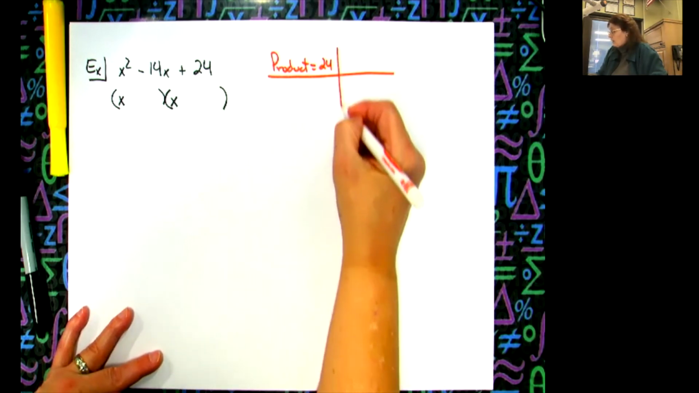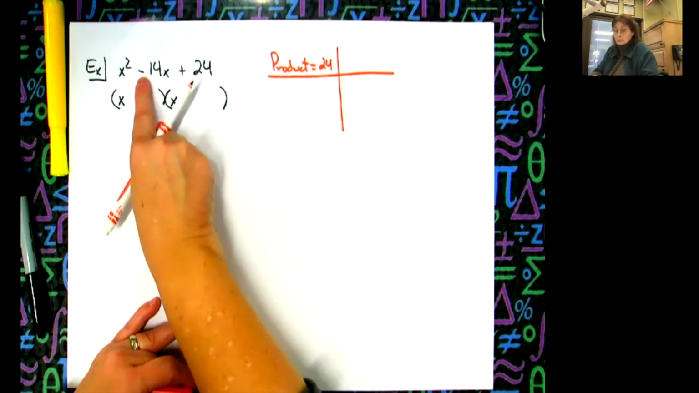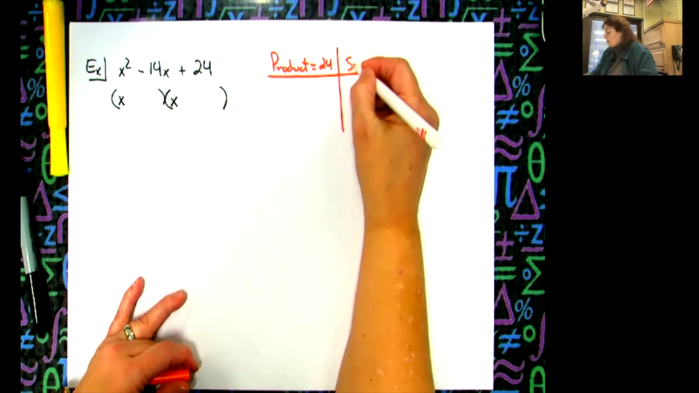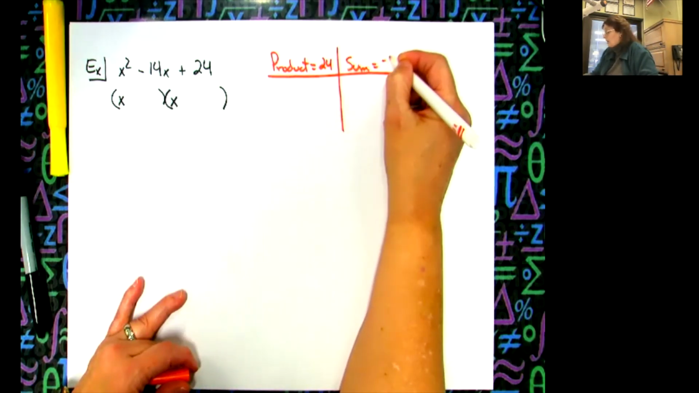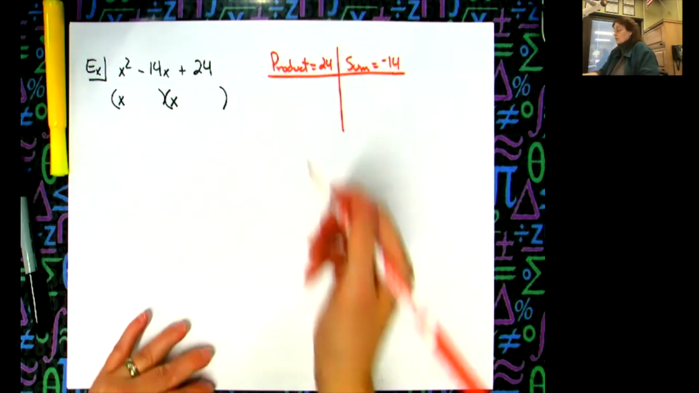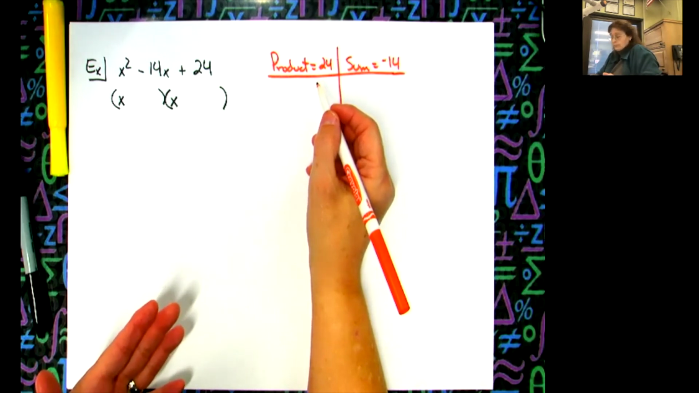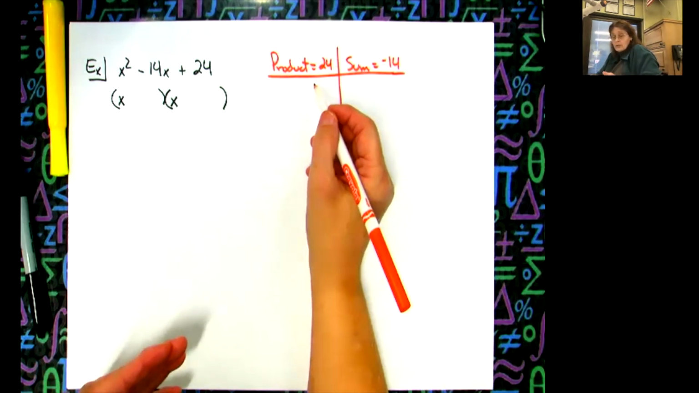And then we need a sum that equals, notice, a negative. My sum has got to equal a negative 14. So I'm going to start listing. Now again, there's going to be lots of factors of 24, and I am going to have to consider the signs.